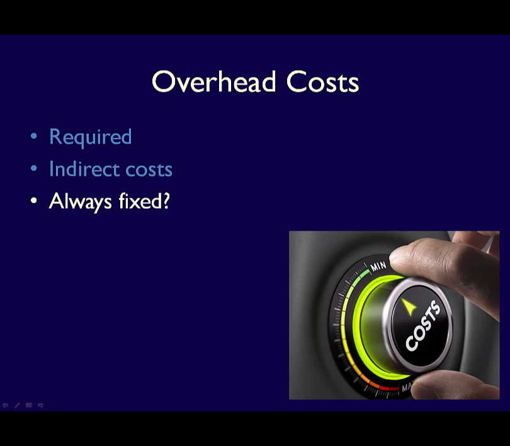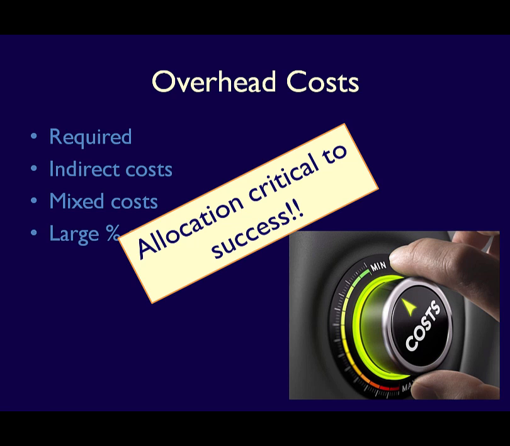Overhead costs tend to be fixed, which means that they don't change from period to period or with the level of activity. Examples are rent and depreciation. However, total overhead is generally a mixed cost made up of both fixed and variable costs. It should also be noted that overhead costs can make up a large portion of the company's overall costs. As such, the allocation of these indirect overhead costs becomes critical to a company's overall success.